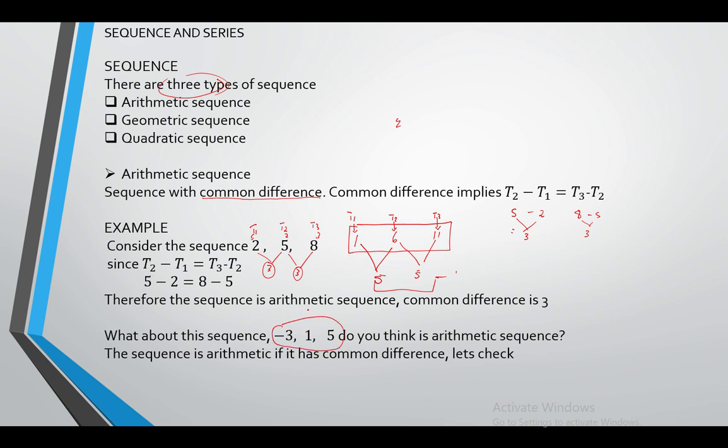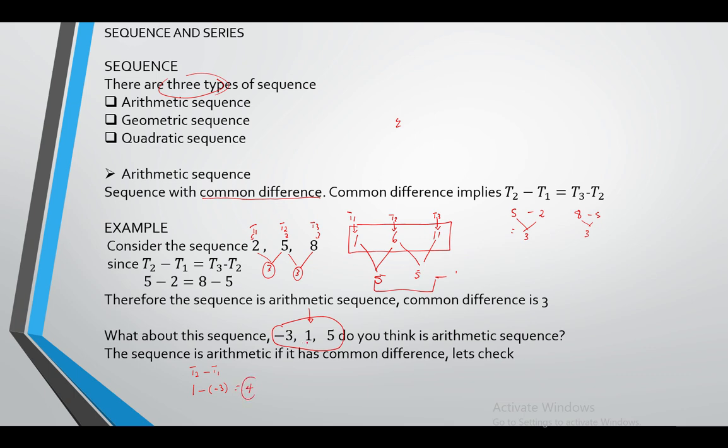What about this sequence: -3, 1, and 5? Do you think it's an arithmetic sequence? Remember, an arithmetic sequence should have a common difference. So we just have to check the difference between term 2 and term 1. Term 2 is 1 and term 1 is -3, so we say 1 minus -3. Term 2 minus term 1 is 4.